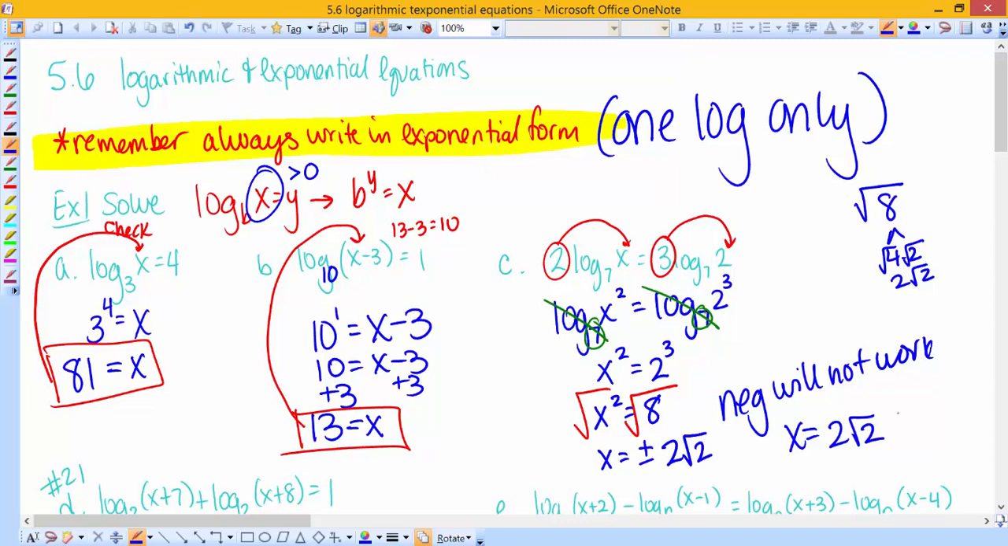Now, if you do leave it as the square root of 8, I will not mark you wrong, but just beware on a test. The square root of 8 will not be a choice. So be ready for that.